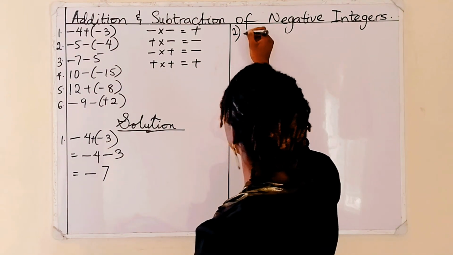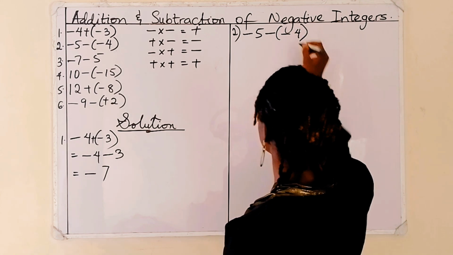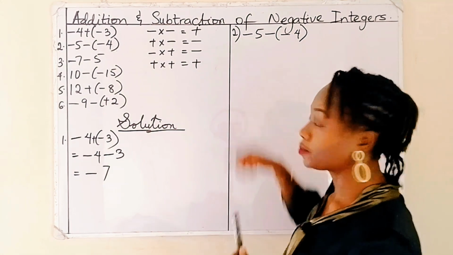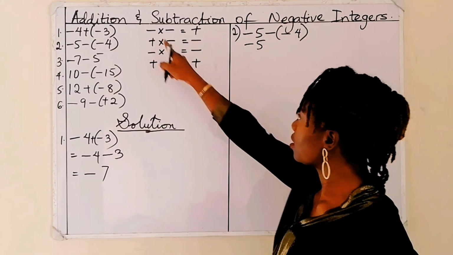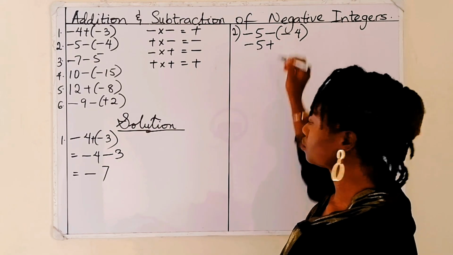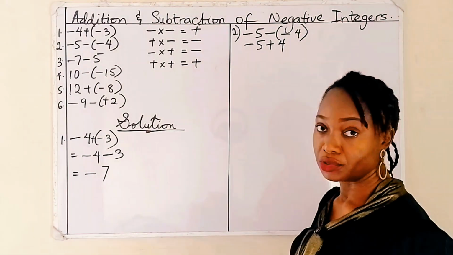Question 2. -5 minus into brackets -4. Remember, we're going to open the brackets here, and here we have -5, minus times minus, minus times minus equals what? Plus. Plus 4. And then we can proceed.